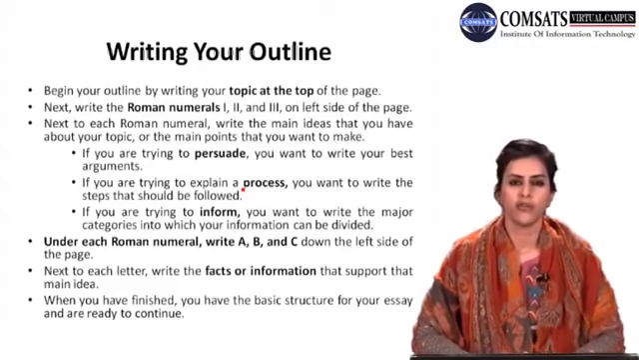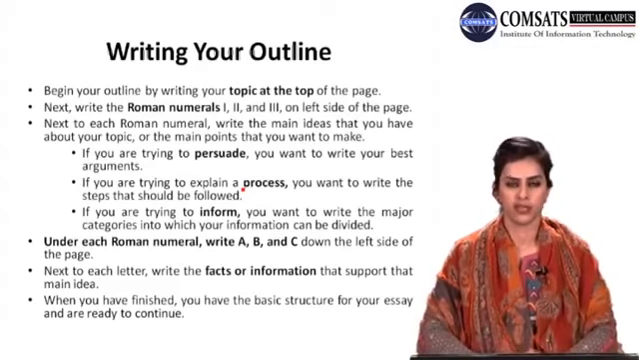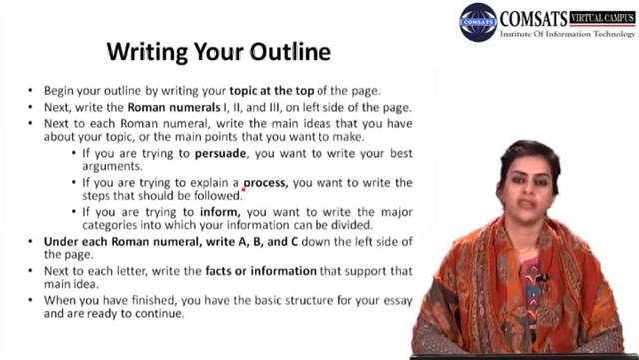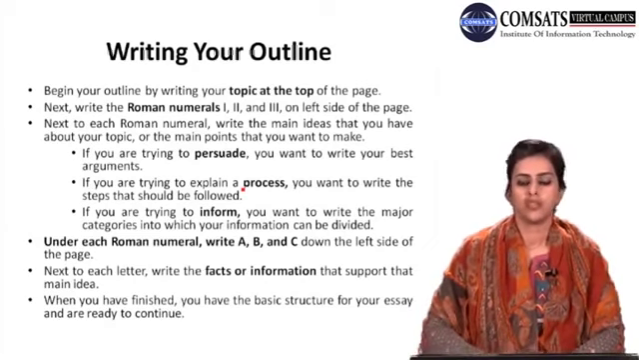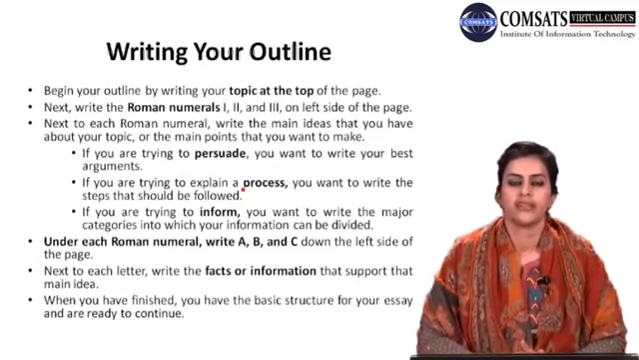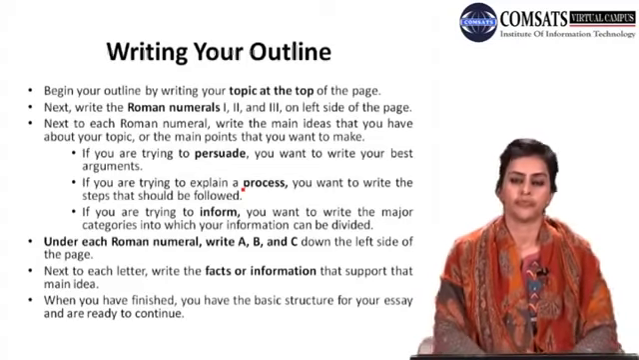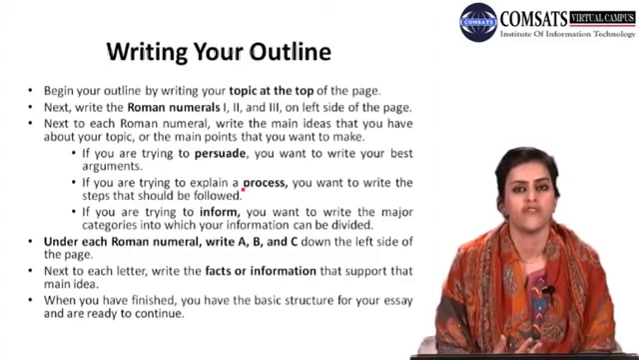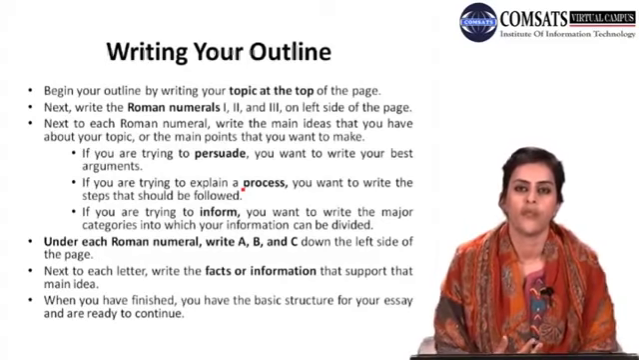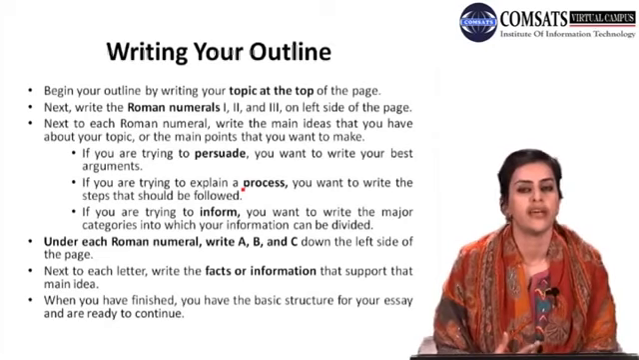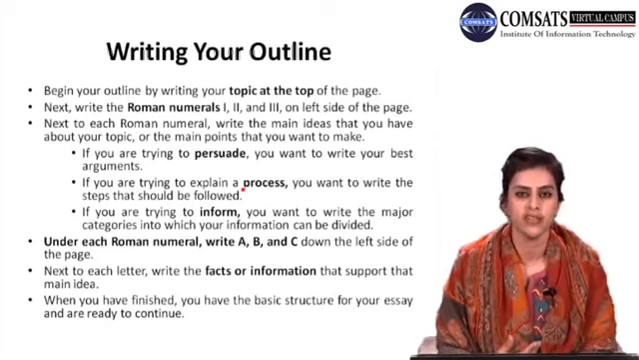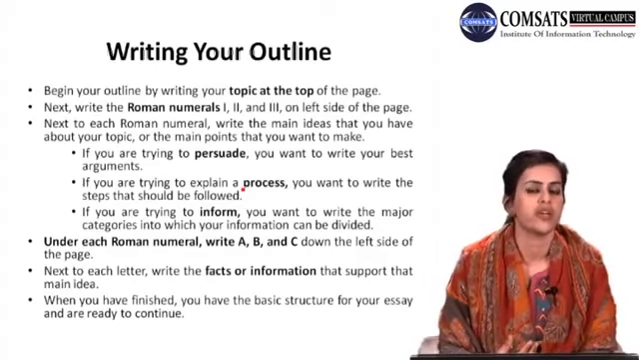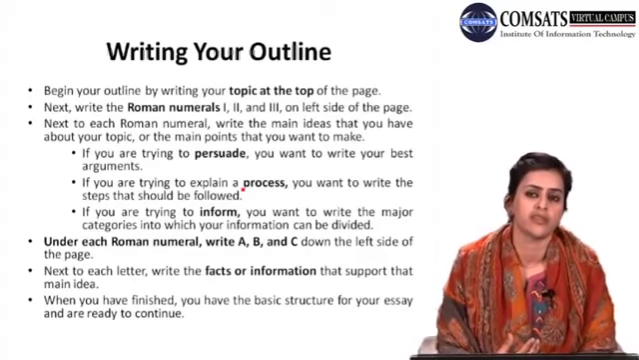Now, there are two types of outlines that we are going to discuss in our next lecture. The first one is a sentence outline, and the other one is the topic outline. So these two outlines we are going to discuss in the next lecture. The points you have made against your Roman numerals can persuade the reader. These can be headings, or they can be complete sentences. They can persuade, they can inform, and they can also explain a process.